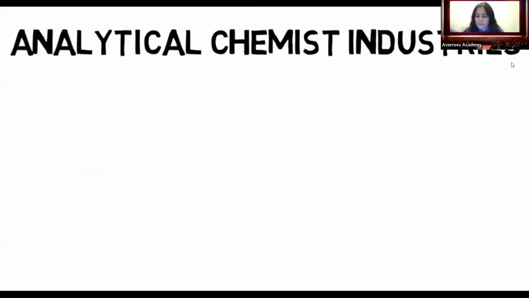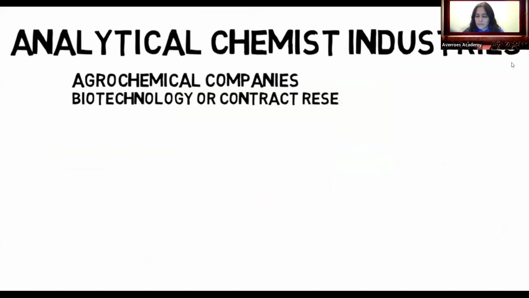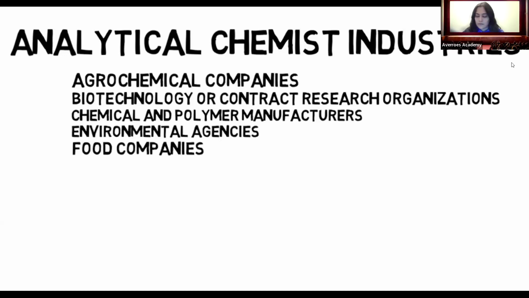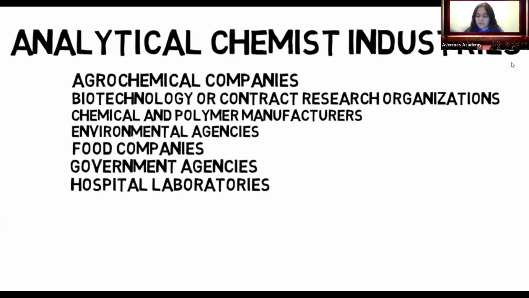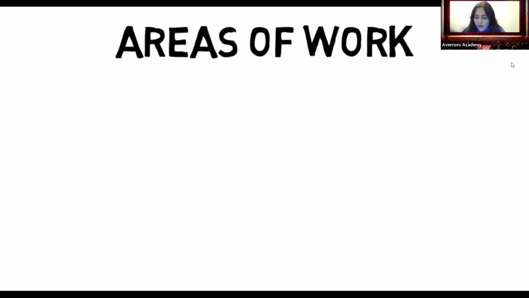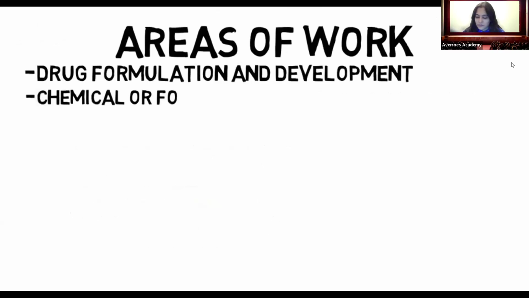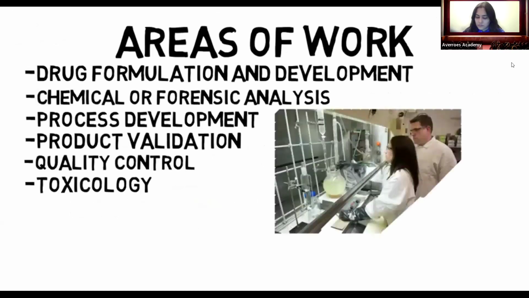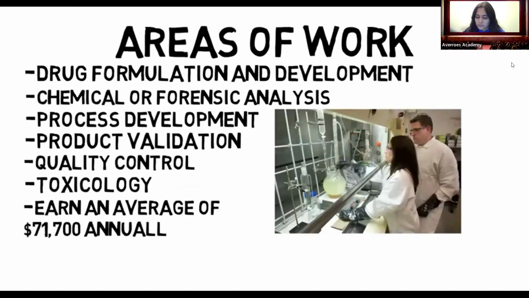Analytical chemists can find work in a range of scientific industries, and typical employers include chemical companies, biotechnology or contract research organizations, chemical and polymer manufacturers, environmental agencies, food companies, government agencies, hospital laboratories, petrochemical companies, pharmaceutical companies, and public health laboratories. And within these industries, analytical chemists' work may be carried out in areas as diverse as drug formulation and development, chemical or forensic analysis, process development, product validation, quality control, and toxicology. Analytical chemists earn an average of $71,700 annually. The highest 10% make around $120,600, while the lowest 10% earn around $41,000.